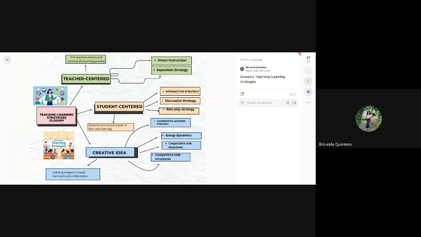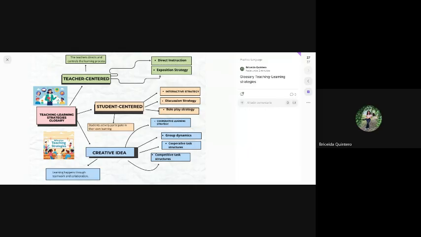This strategy focuses on the teacher as the main source of knowledge. The teacher controls the content and the structure of the lesson, while the students mainly listen and follow instructions. And the second one is student-centered. In this case, I divide it into three strategies.